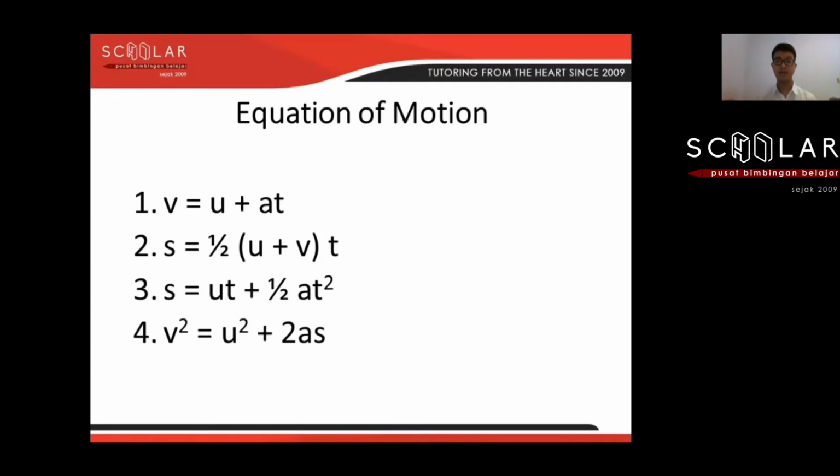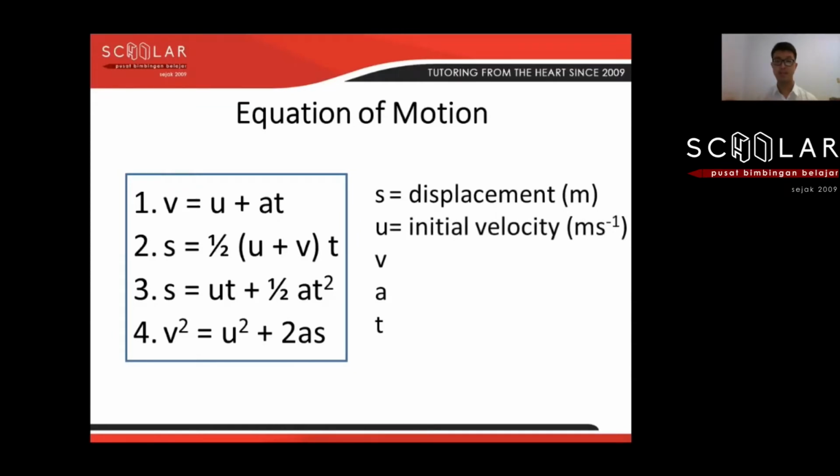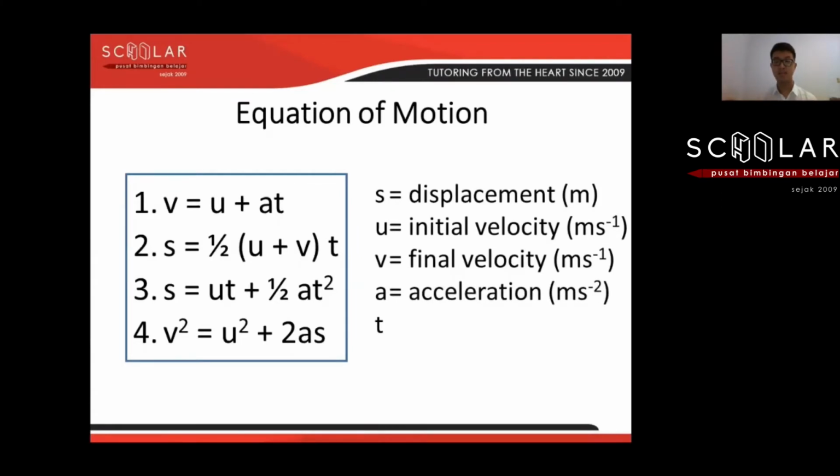Why are these equations called the SUVAT equations? Because they contain the quantities s, u, v, a, and t. s is the displacement with the unit in meters. u, initial velocity, with the unit meter per second. v, final velocity, meter per second. a is the acceleration, meter per second squared, and t, time, in seconds as the unit.